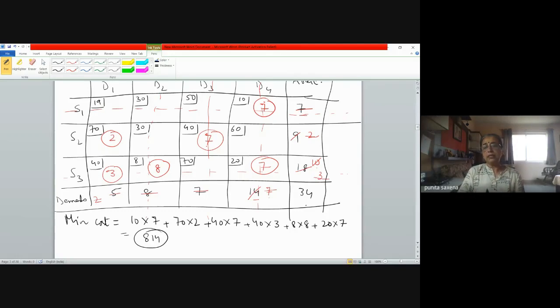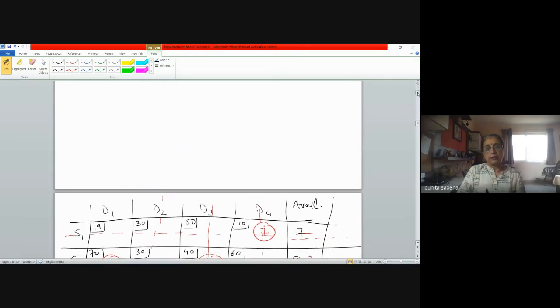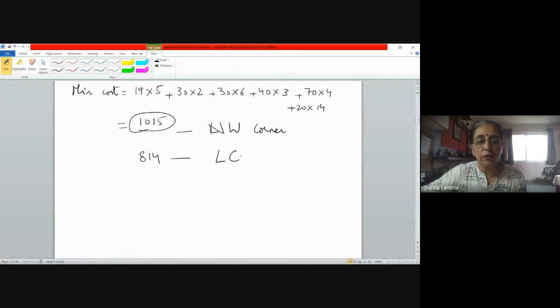Yes, ma'am. So you can see for yourself now, we have the same problem. But this was the cost when we used the northwest corner. This has reduced to 814 when we have used the least cost method. So definitely it has reduced. So which one is better? Definitely least cost. And logically also, because at least it has taken costs into consideration and then made the allocations.